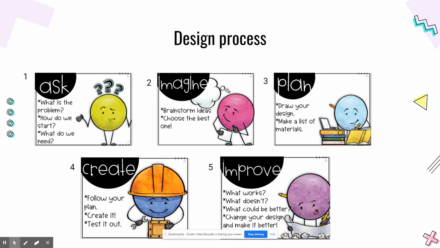But he has to test it. He has to see if the bridge actually works. He doesn't want a bridge to crumble. He doesn't want the person to be walking on the bridge and then falling because the bridge wasn't strong enough. He needs to create his design and then test it, see if it works. And then the last step is to improve. So what works? What doesn't? What could be better? In the last step, the engineer would have to think, okay, I made my bridge, it works, but how can I make it better? So the last step is to improve.